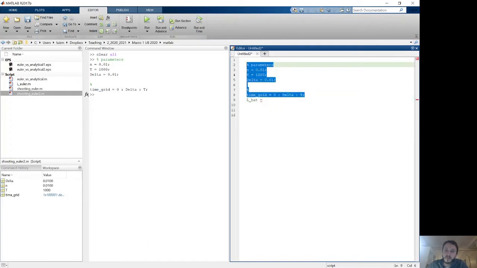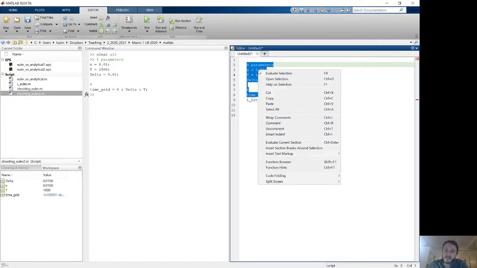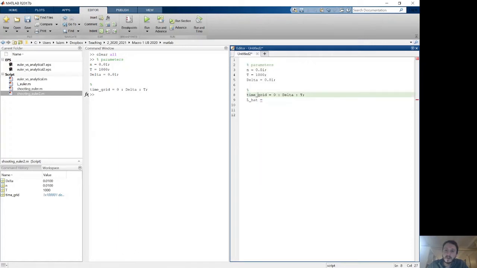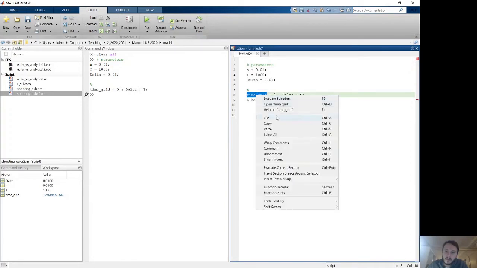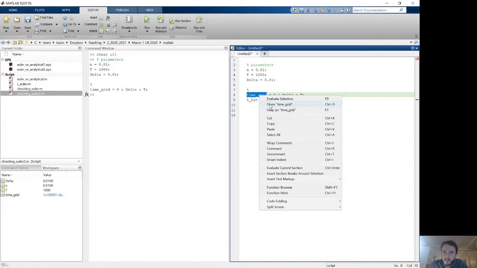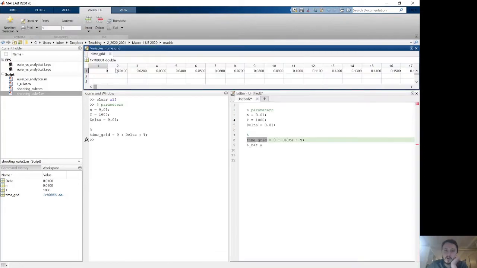Okay, I only ran this part here. I can select and then right click and then click here evaluate selection or use F9. And then I can also click here at time grid and then look for open time grid. This will open this table. It's like an Excel sheet. This is showing us this variable time grid.